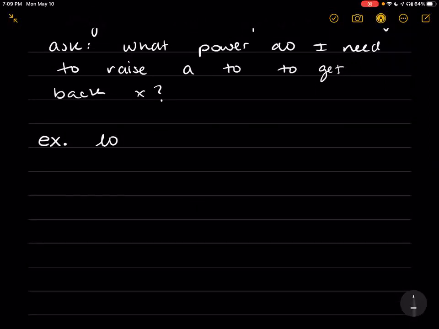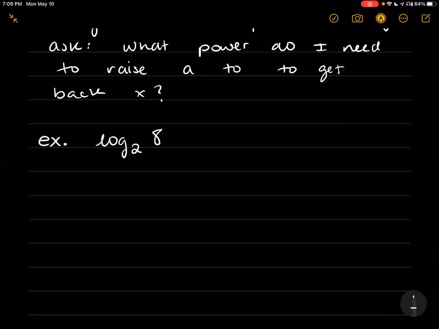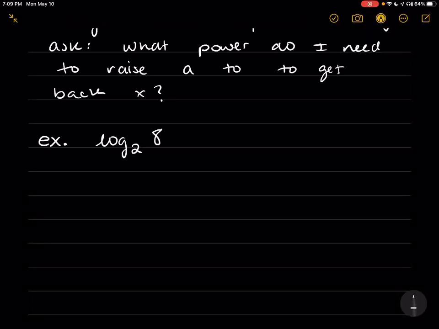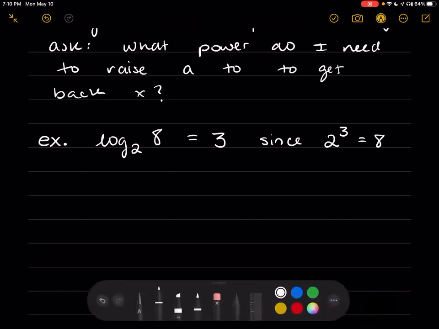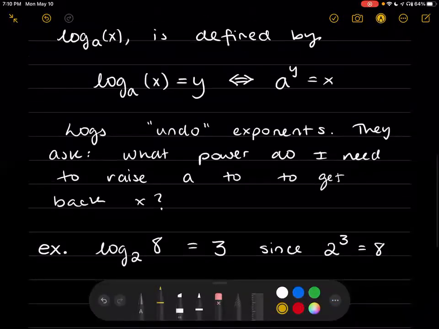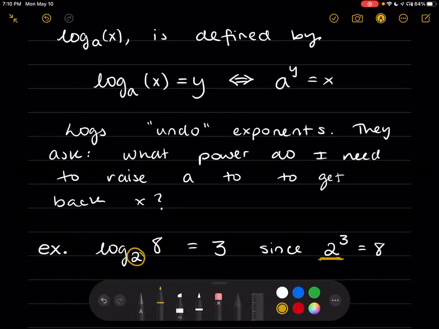So maybe let's do the log base 2 of 8. Here I'm leaving off the parentheses because it's just a number. It's clear that the logarithm base 2 is applying to 8. Log base 2 of 8 is going to be equal to 3, since if you take 2 and raise it to the 3 power, you get back 8. Just like with the definition of log, the base becomes the base of the exponent. The thing the log is applying to is the thing we're trying to get to. And the thing the log equals is that power.